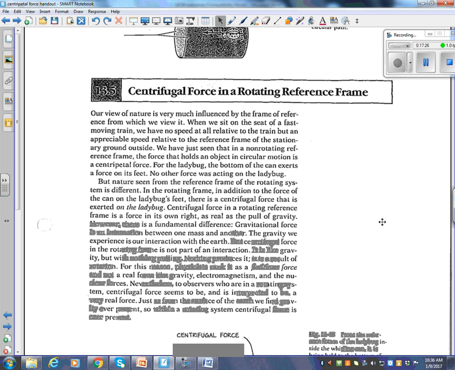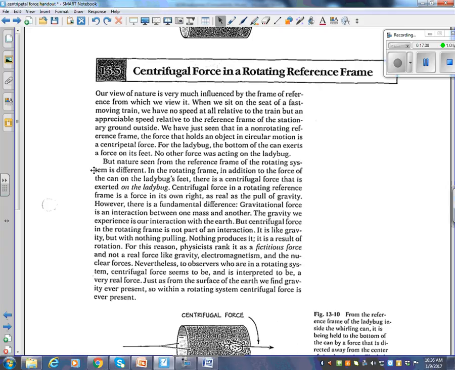Okay. Nature seen from the reference frame of the rotating system is different. In the rotating frame, in addition to the force of the can on the ladybug's feet, there is a centrifugal force that is exerted on the ladybug. Centrifugal force in a rotating reference frame, I read this already, right? In a rotating reference frame it is a force in its own right, as real as the pull of gravity.